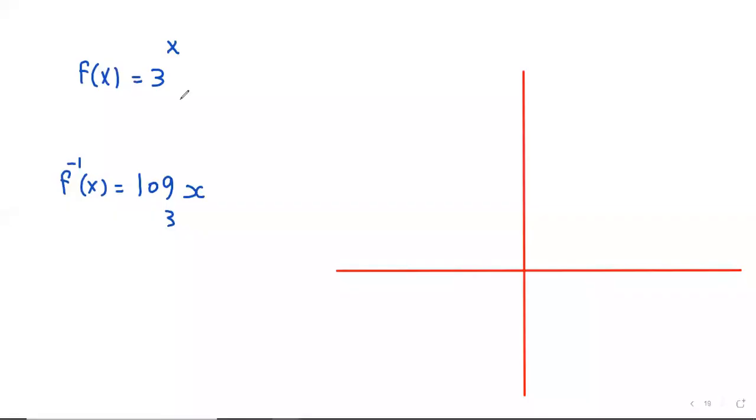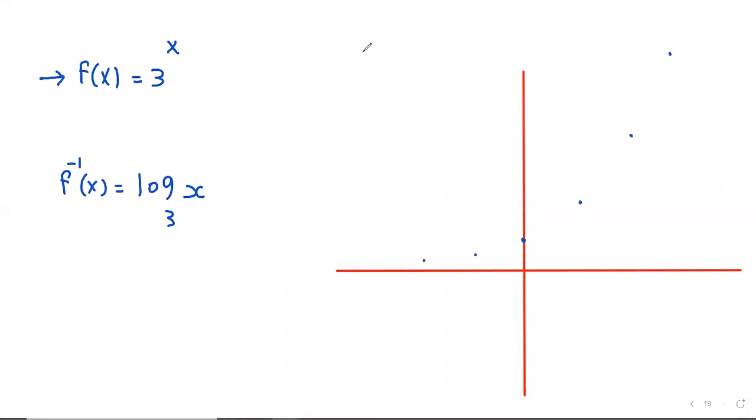When it comes to graphing the logarithm function, first of all, we can graph 3 to the power of x by taking some values. Okay, and this function is increasing in x. So 3 to the power of 0 is 1, 3 to the power of 1 is 3, 3 to the power of 2 is 9, 3 to the power of 3 is 27, and 3 to the power of negative 1 is a third, and 3 to the power of negative 2 is 1 over 9.